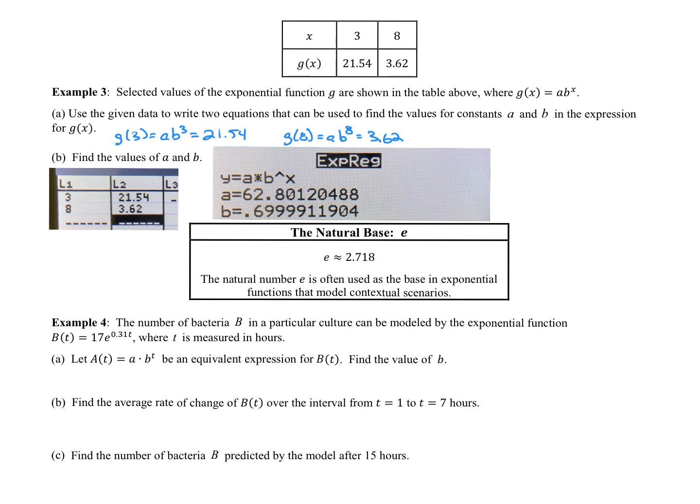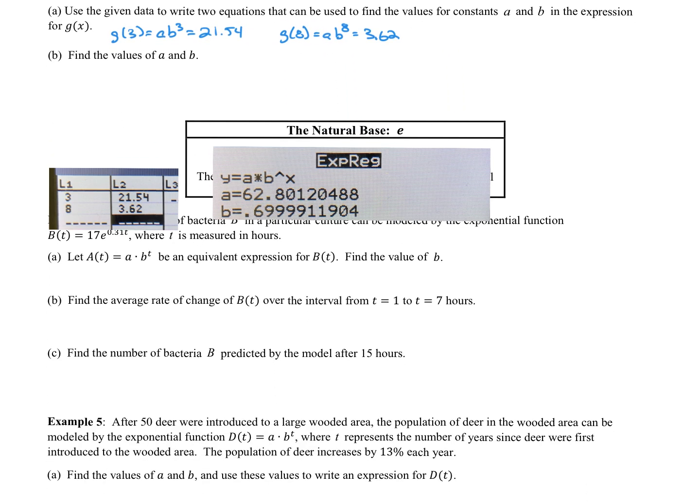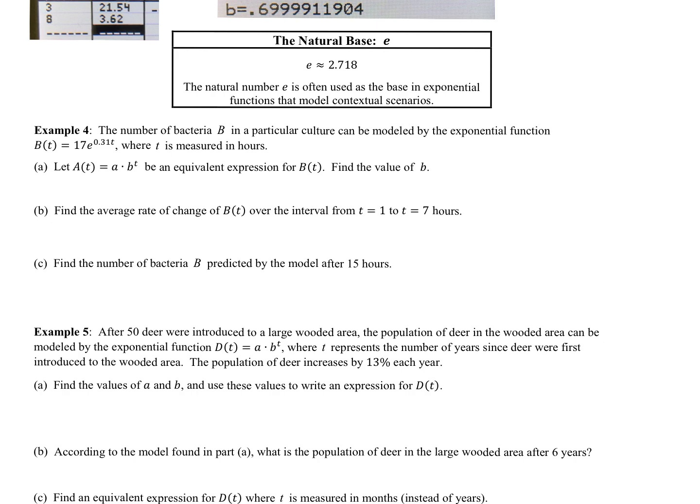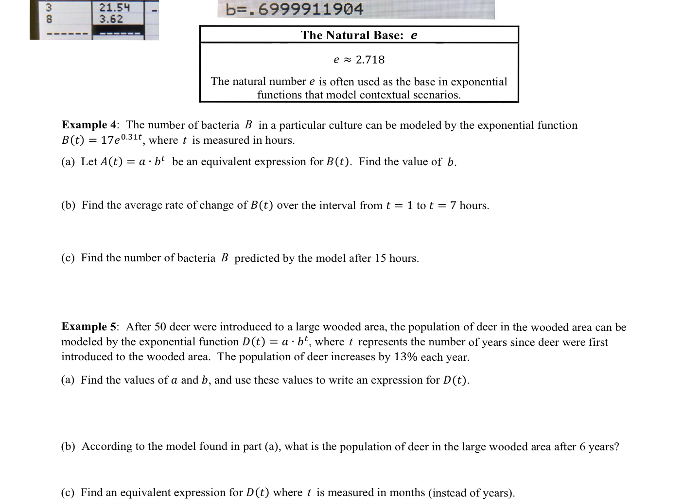Awesome. All right, so now we're going to go to natural base e, developed by Leonard Euler, or discovered, I should say. Campbell's going to read about our natural base e because she likes Leonard Euler. The natural number e is often used as the base in exponential functions that model a contextual scenario. So e is very important. It's an irrational number, just like pi. It keeps on going forever and ever. If you wanted some more digits, it'd be 2.718 28 and it keeps on going without a pattern anymore.